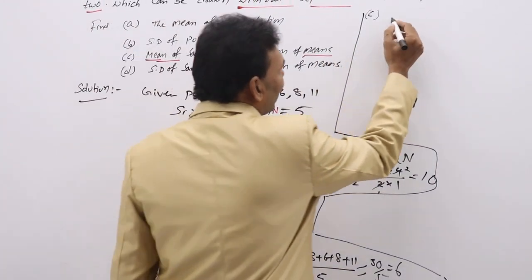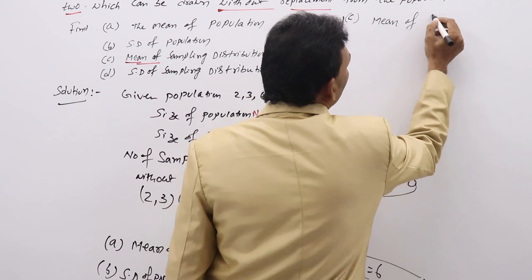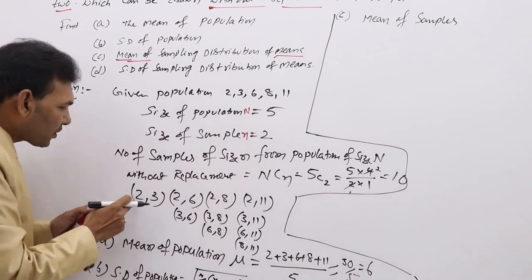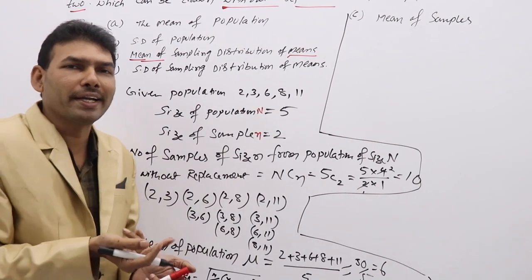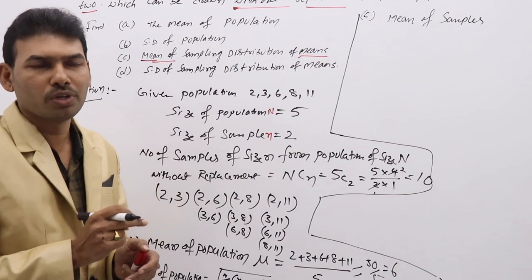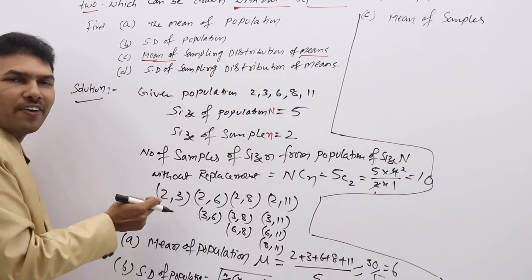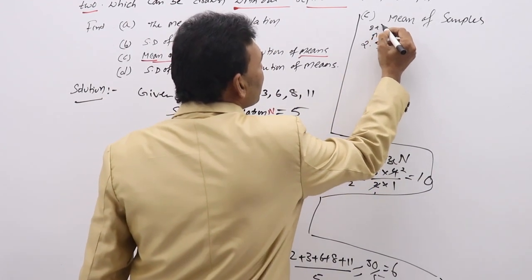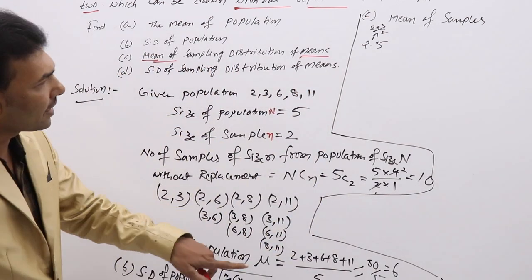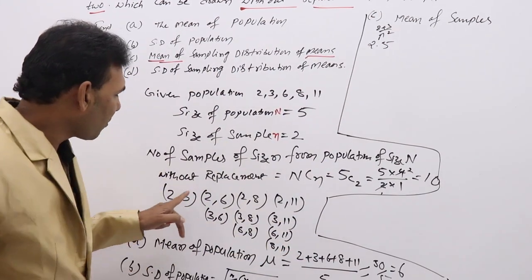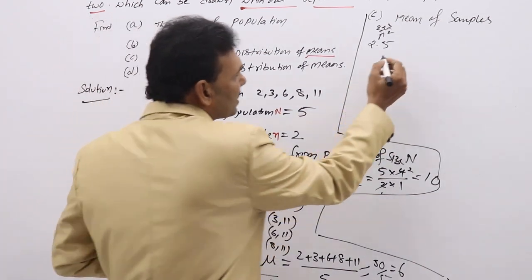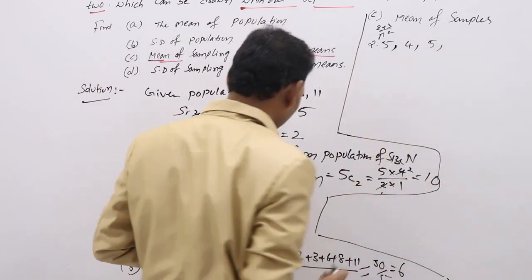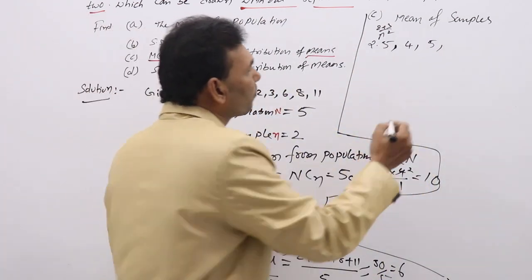So first I am calculating the mean of samples. These are very easy to calculate because the size of the sample is 2. So the mean of 2 items is the sum of 2 items by the number of items, 2. So 2 plus 3 by 2, 5 by 2, 2.5. Like that, you need to calculate for 10 samples. First sample 2 plus 3 by 2. Second sample 2 plus 6 by 2, 8 by 2, 4. 2 plus 9, 10 by 2, 5. 2 plus 11, 13 by 2, 6.5.